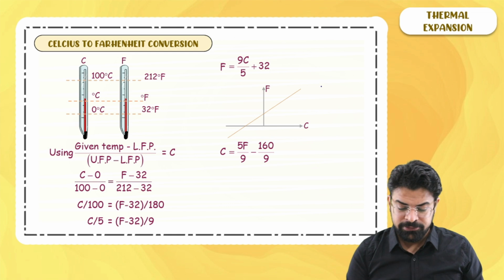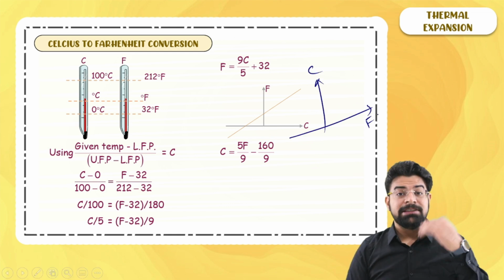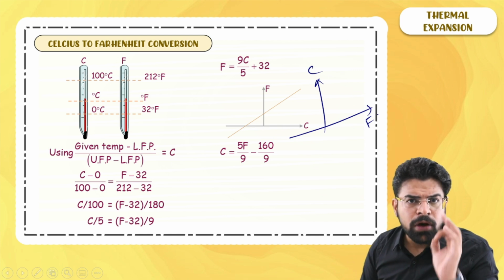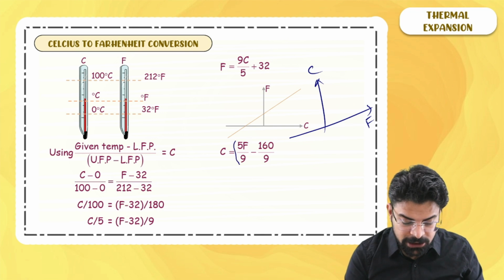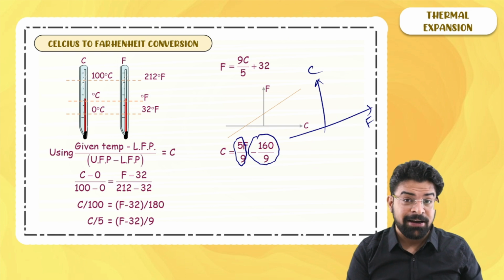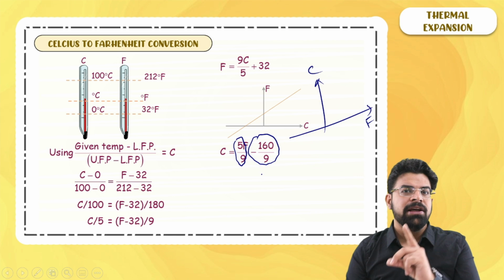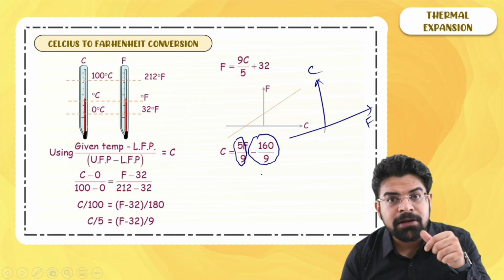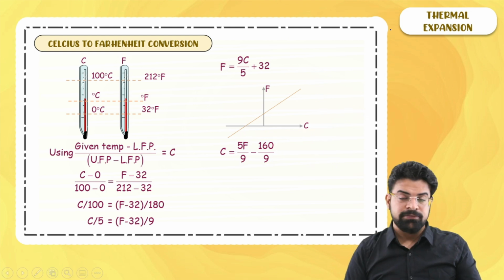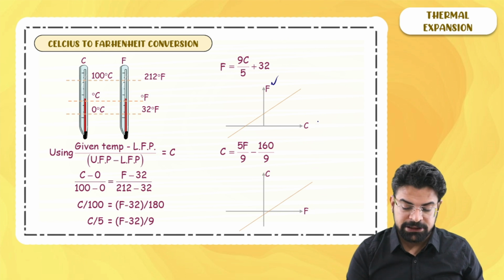Again you can see, if we plot the graph of C versus F, on the y-axis this time I have taken C and on the x-axis F. From the equation of a straight line y equals mx plus c, I know that the slope is 5 by 9, a positive slope, and the y-intercept is minus 160 by 9, a negative y-intercept. So I have to visualize a straight line with a positive slope and negative y-intercept, something like this. So this is what the graph of C versus F looks like, and F versus C looks like.